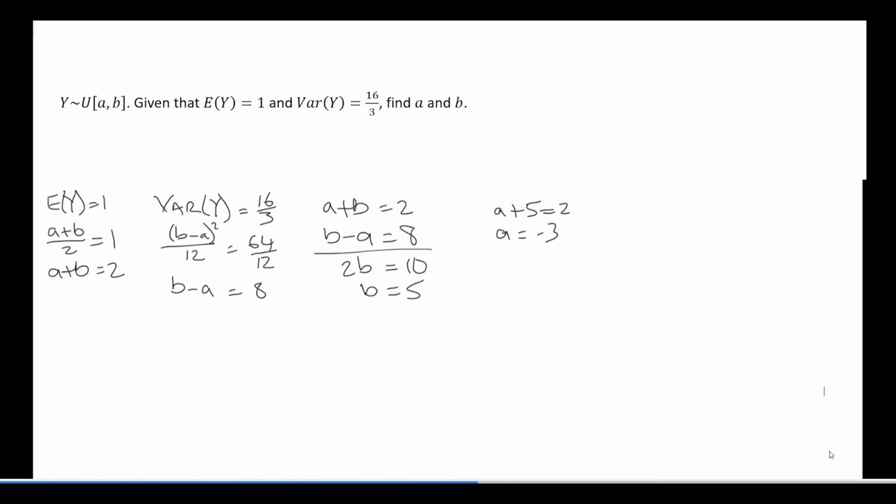I can just check that. Is the midpoint of these two numbers, the midpoint of these limits, going to be 1? Yes, it is. Is the difference between these two numbers, the width of the distribution, the width of the rectangle, going to be 8? Yes, it is. I'm happy that these are the two answers.